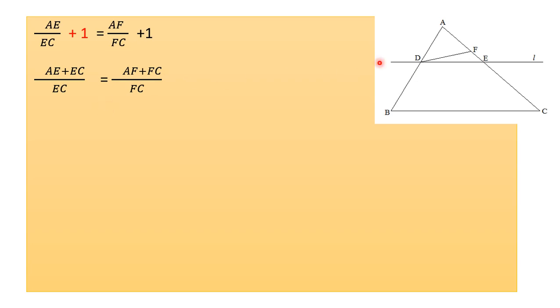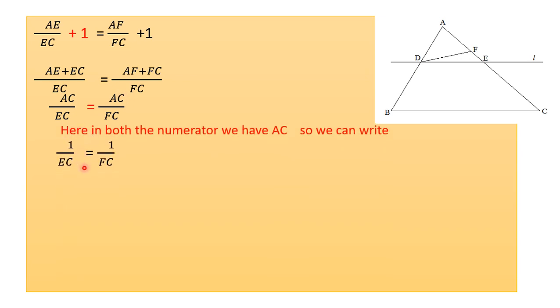And by the figure, we observe AE plus EC is the line segment AC. Similarly, for the right hand side, AF plus FC is again the line segment AC. So in the numerator position on both the sides, we get AC and AC. So it will become 1 upon EC is equal to 1 upon FC. Now we can take reciprocals of this equation. So we get EC is equal to FC.